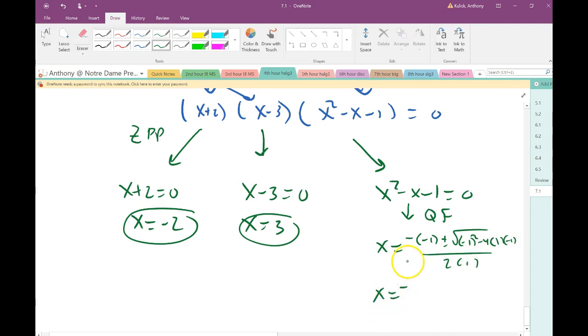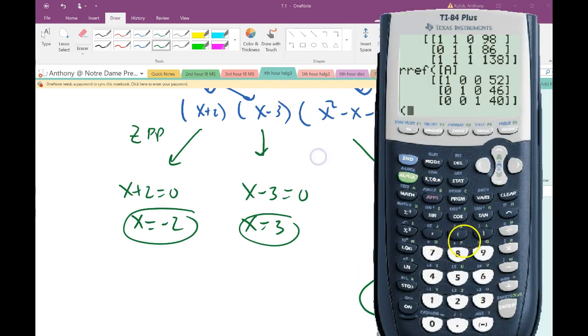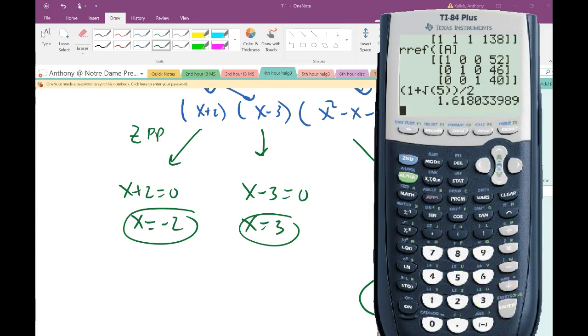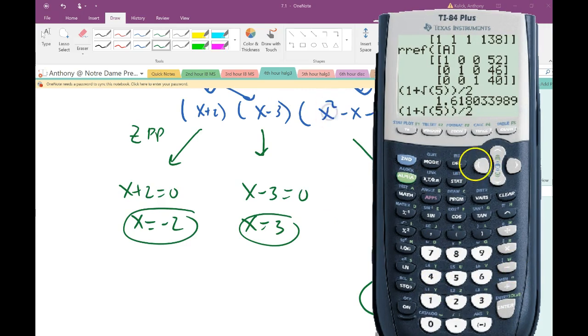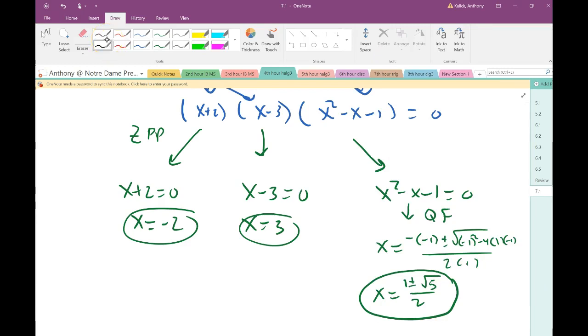I end up with 1 plus or minus square root 5 over 2. And if I go to my calculator and I type in these, so 1 plus the square root of 5 over 2, that's about my 1.6. And then if I do 1 minus, that's about my -0.5. Oh, okay. So that's not so bad.